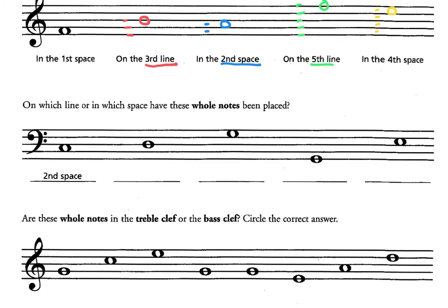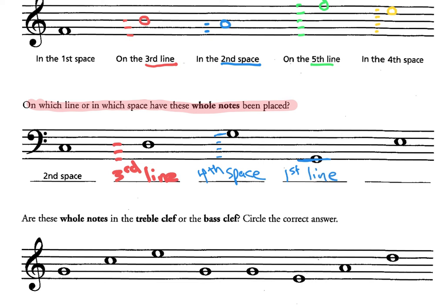Now, the next one, we did this with X's a few pages ago. Do you remember that? It says, on which line or in which space have these whole notes been placed? So where is it? So let's do it. This first one says, let's see, that looks like a line. 1, 2, 3. So that would be 3rd line. I might have to make my pen a little skinnier. The next one, let's see, is that a line or a space? That appears to be a space. Which one though? 1, 2, 3, 4. 4th space. What about the next one? It's the first something. It's way at the bottom. First line. There you go.